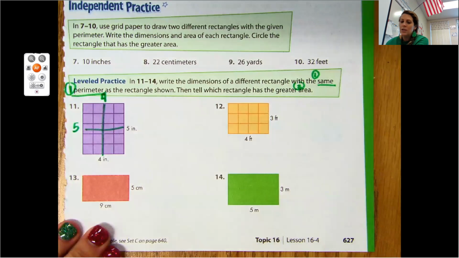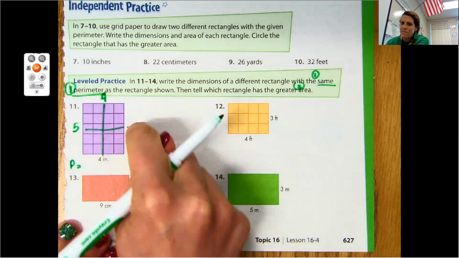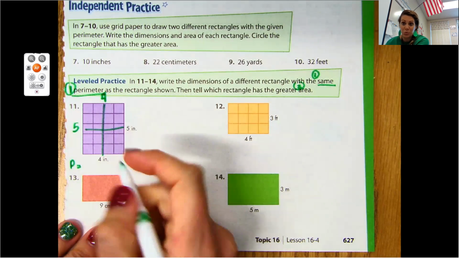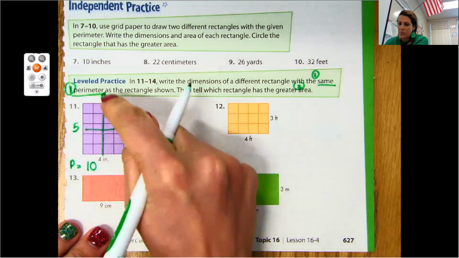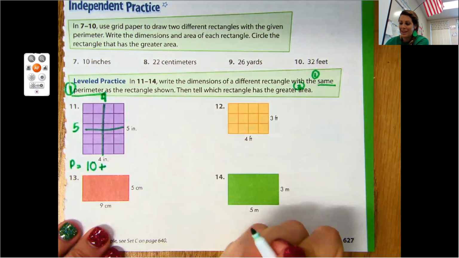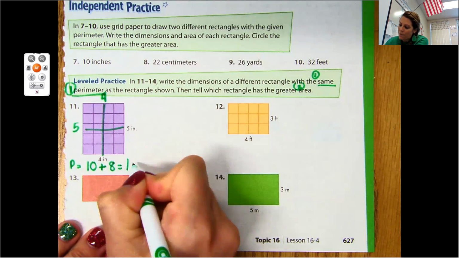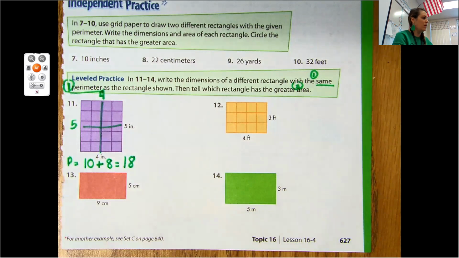5, right? So how do we solve the perimeter? Remember, we add every single side together. 5 plus 5, which we can put in our head is what? 10. And then we have 4 plus 4, which equals what? 8. So our perimeter has to equal what? It has to equal 18.